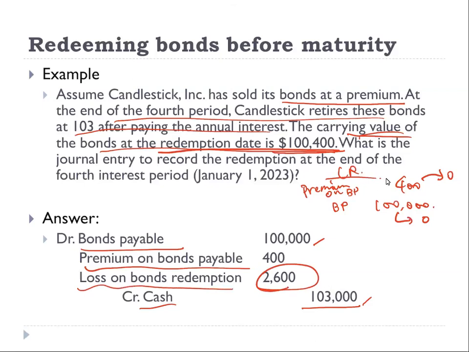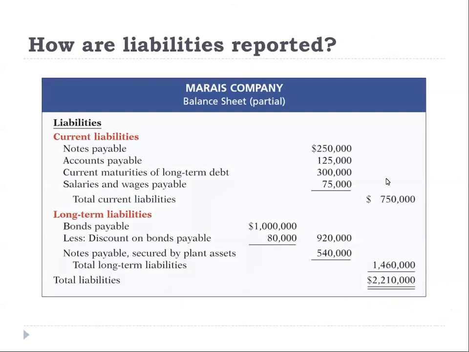So basically what's happening here is the bond only has 100,400 net book value on its books. The firm spent 103,000 to redeem it. So it is incurring a loss of 2,600. So this is the redemption of a bond before maturity.